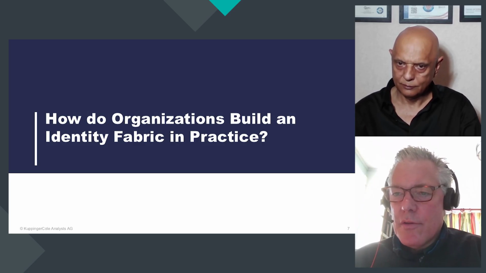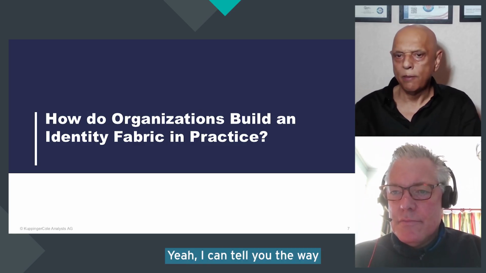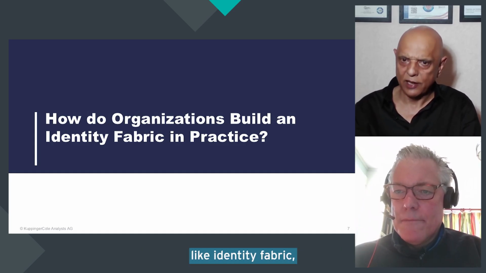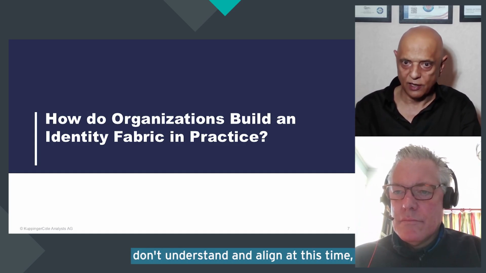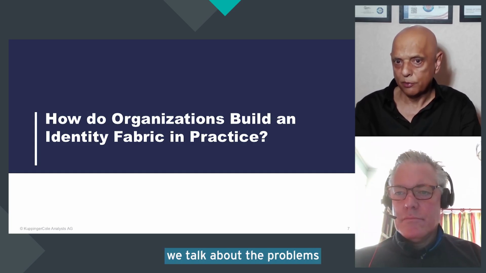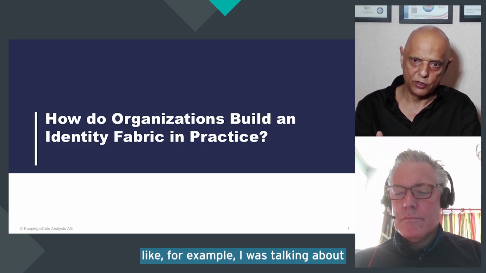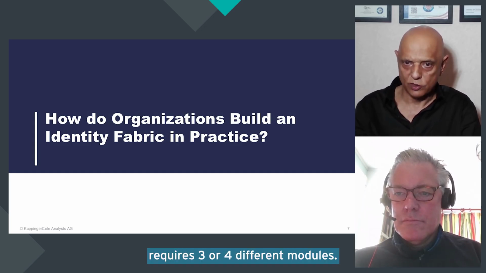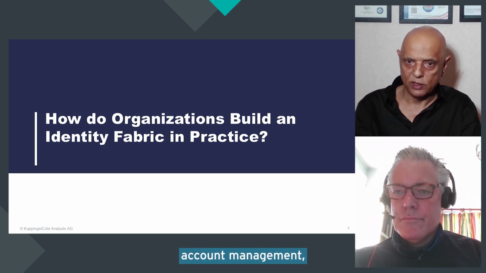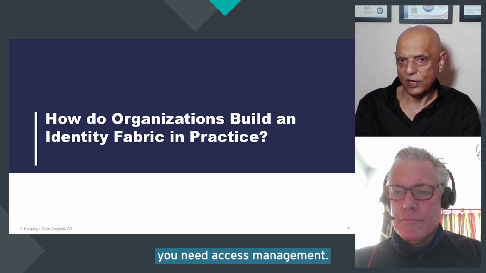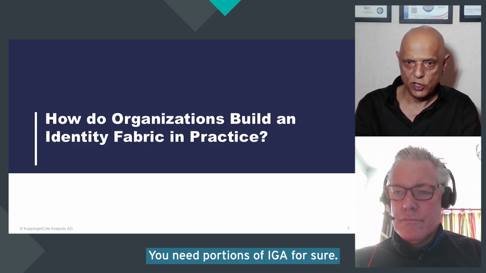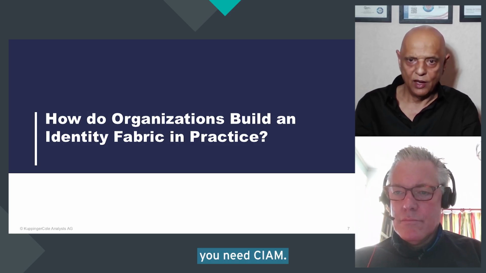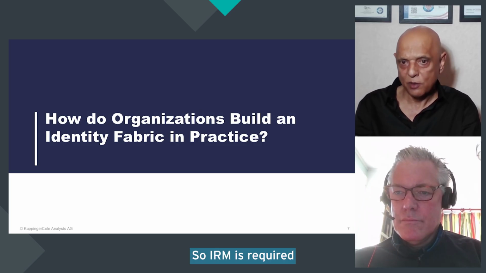Yeah, I can tell you the way we are looking at it. Rather than talking about concepts like identity fabric, which many customers don't understand, we talk about their problems. For example, any solution requires 3 or 4 different modules. If you look at orphan account management, typically you need access management, you need portions of IGA for sure. If you're talking about orphan accounts in the cloud, you need CIEM. Anything requires risk management today, so IRM is required.